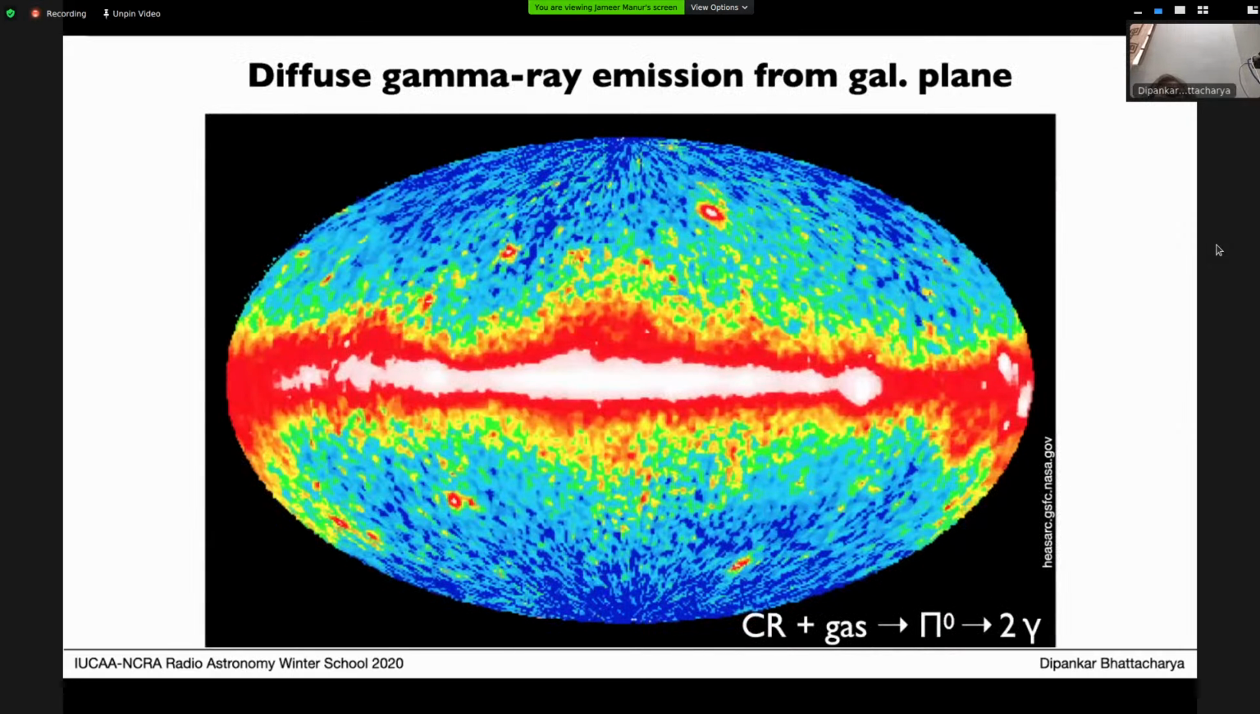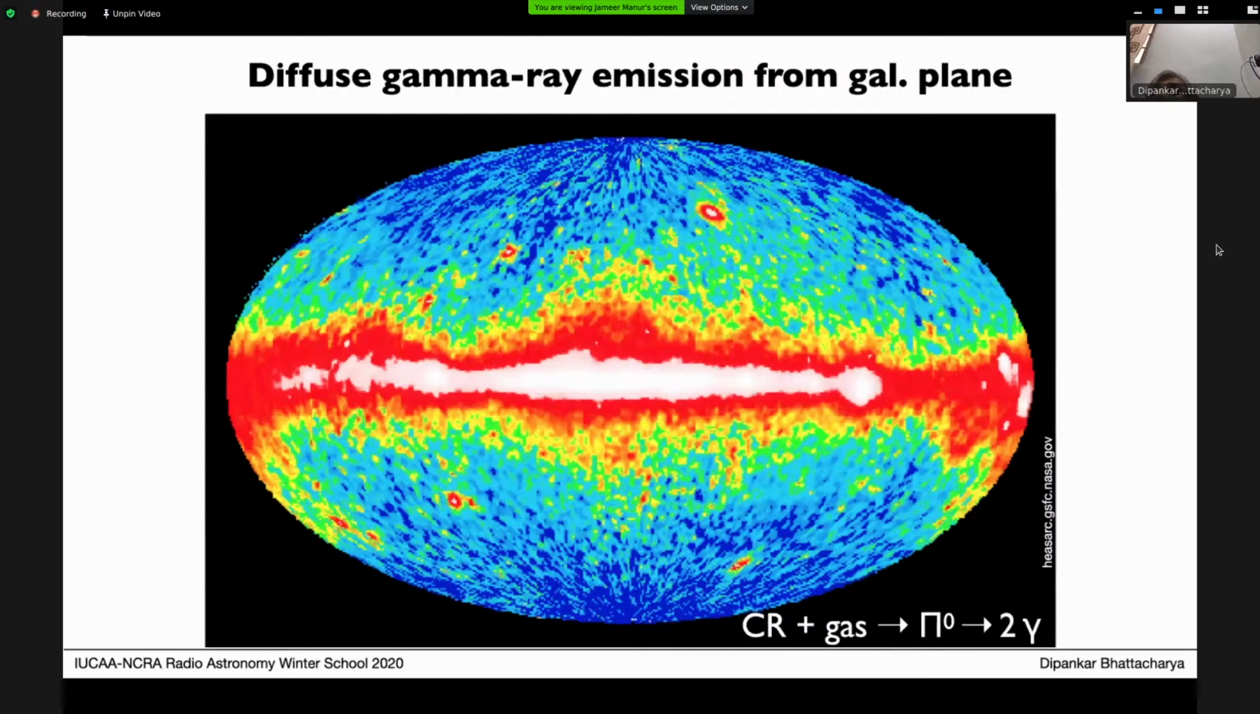And this is a picture of the gamma ray emission of the whole sky. Most of this gamma ray emission that you see comes from the plane of our own galaxy, which is in the mid plane over here. This diagram is plotted in galactic coordinates.